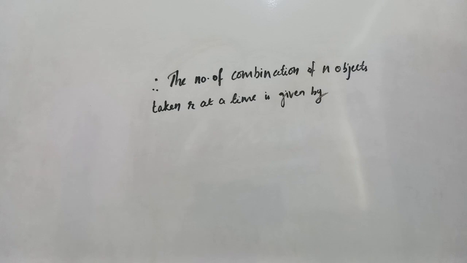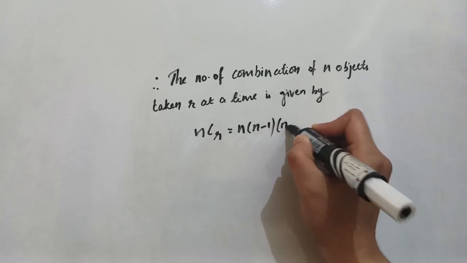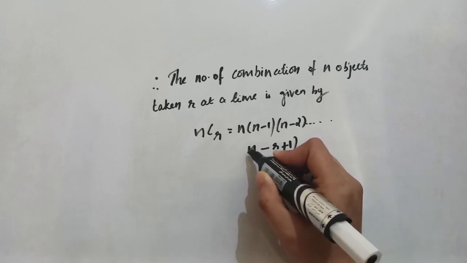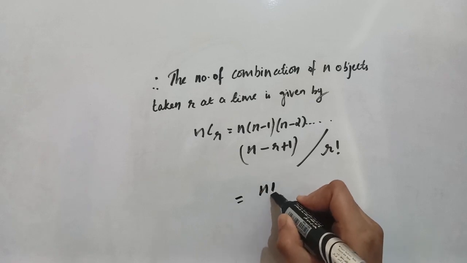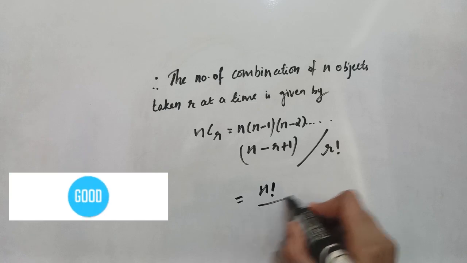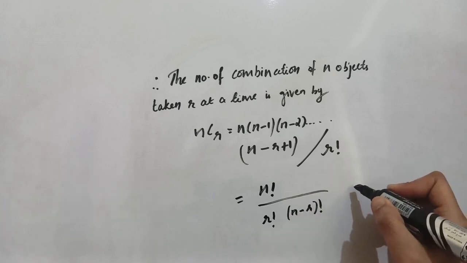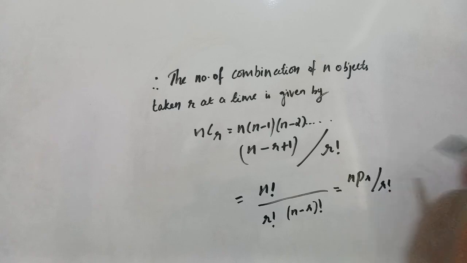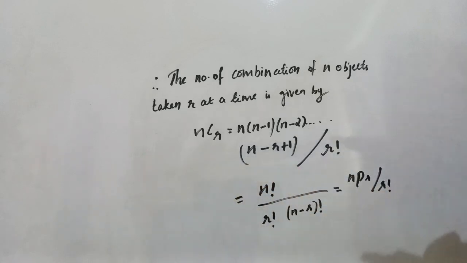Therefore, the number of combinations of n objects taken r at a time is given by nCr equal to n into (n minus 1) into (n minus 2) and so on, into (n minus r plus 1), whole divided by r factorial, which is equal to n factorial divided by r factorial into (n minus r) factorial, which is equal to nPr divided by r factorial. That is, we get nCr equal to nPr by r factorial.